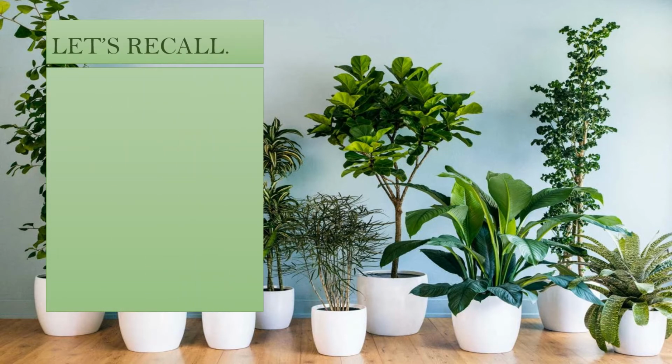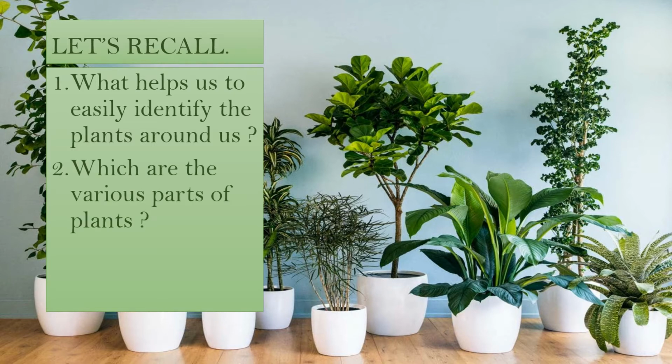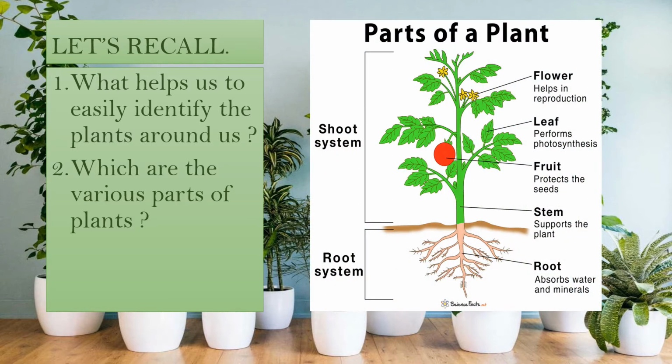Let's recall. What helps us to easily identify the plants around us? Most plants are identified by the vibrant green color present in its roots and stems. Which are the various parts of plants? Various parts of plants are: roots, absorb water and minerals; stem, supports the plant; fruits, protects the seeds; leaves, performs photosynthesis; flowers, helps in reproduction.